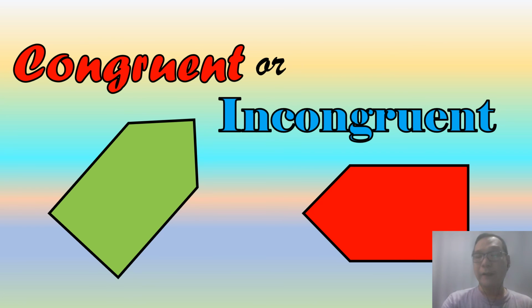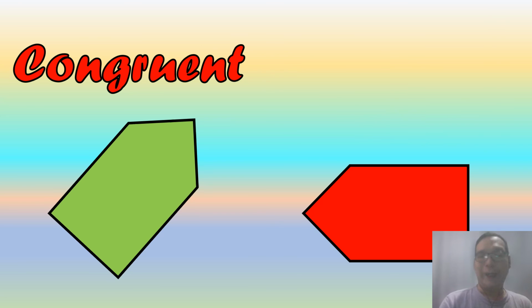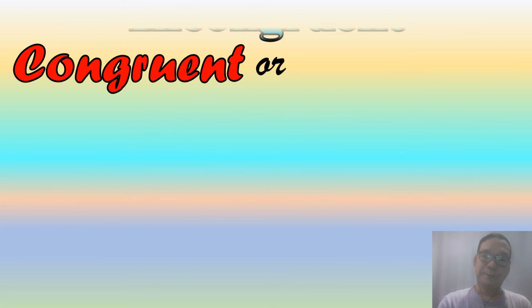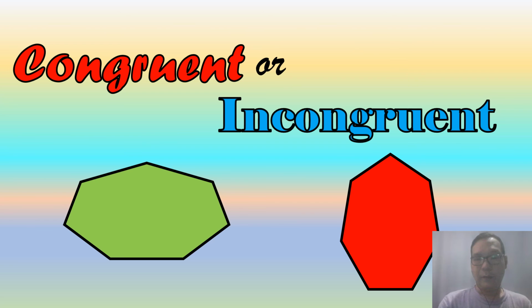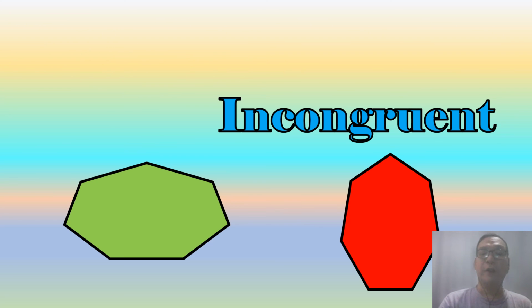Let us see. Look at the two polygons. We have pentagons here on your screen and they are congruent. Though they have different color and different position, they are congruent in terms of size and shape. Okay, imagine putting the red one on top of the green one. Very good. This is an incongruent polygon.